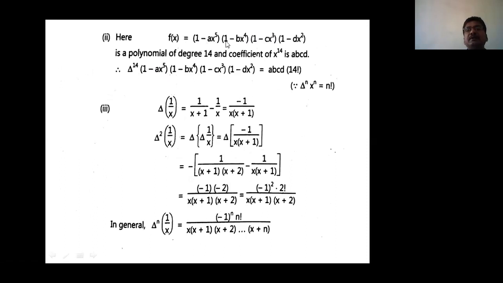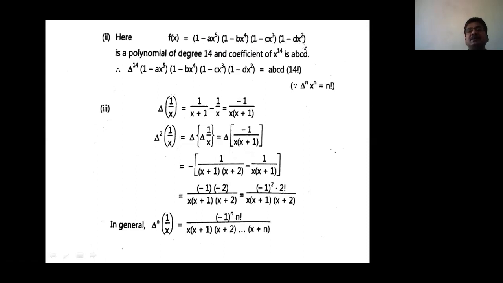So if we multiply all these brackets, then we have a polynomial of degree 14. That is, we have some terms of degree 14, some terms of degree 13, some terms where the power of x is 12 and so on. And the last term is a constant number. Okay, so after multiplying all these 4 brackets, we have a polynomial of degree 14.